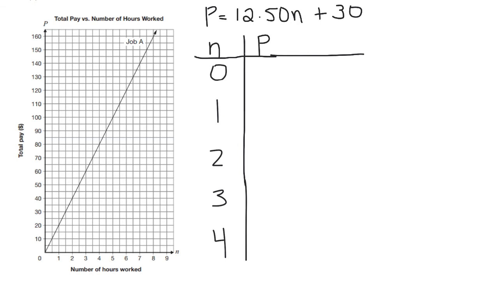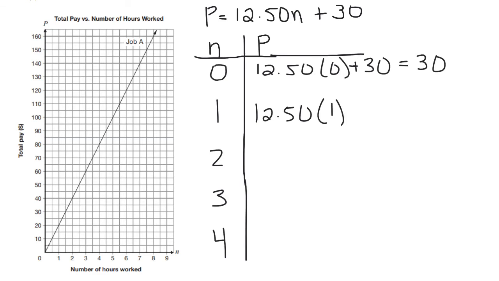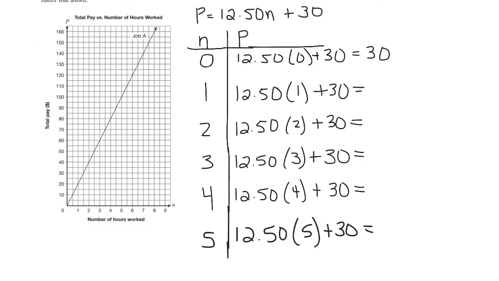So to calculate total pay, I'm just going to take my n value and substitute it into my equation. So if Shane works 0 hours, we're looking at 12.50 multiplied by 0 plus 30, which would give $30. And we're going to continue this pattern all the way down the table. So I continued my pattern all the way down.